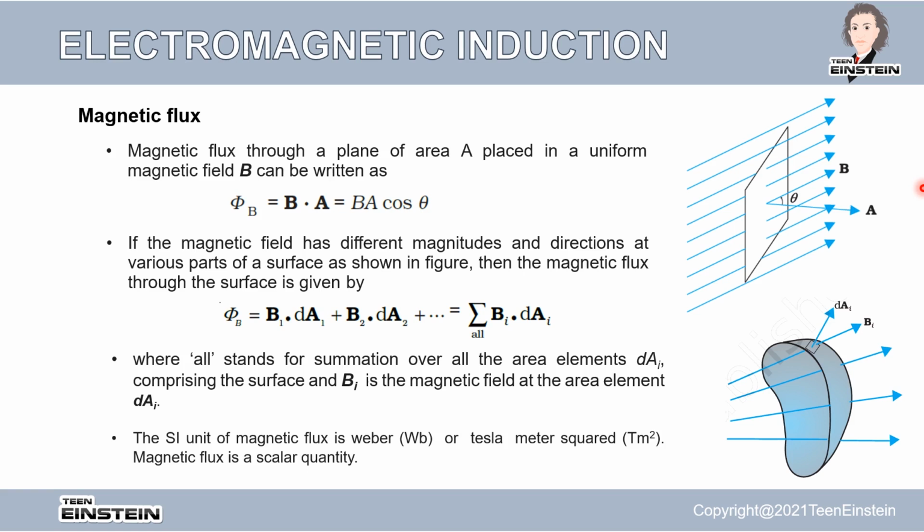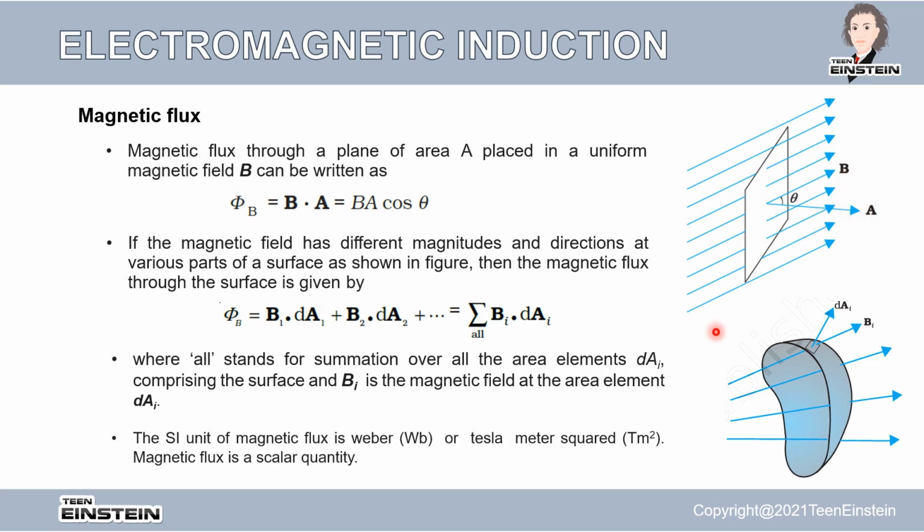Similarly here also we are going to define the magnetic flux phi as B dot A. So B dot A is BA cos theta. If this is the surface, A represents the direction of the surface, and it makes an angle theta with the magnetic field direction. So if the magnetic field is like this and A is like this, then flux is given by BA cos theta, theta being the angle between B and A.